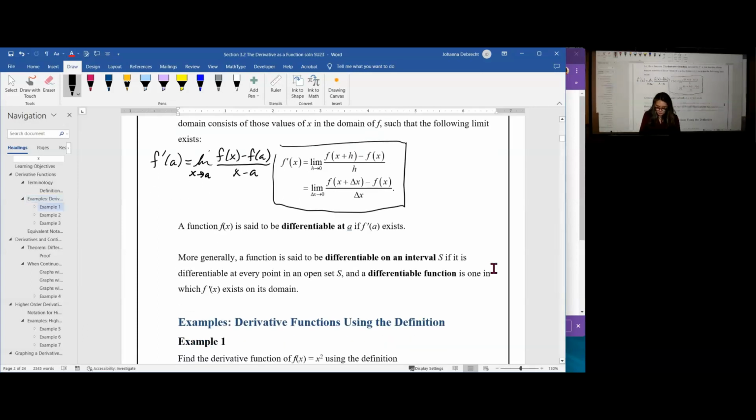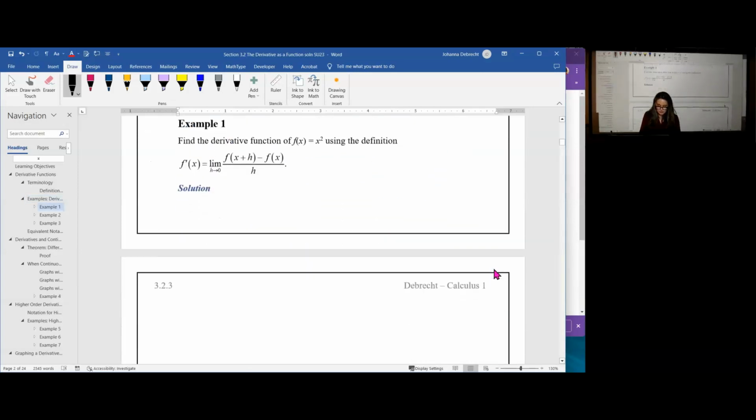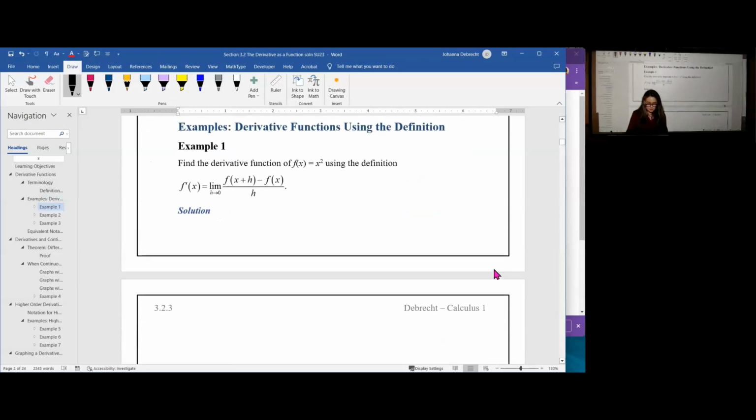Now what we want to do is talk about some examples of the derivative. We're going to go ahead and rework these using the limit notation, just like we did in the last video. But this time, instead of having an A value, we will keep the variable x in the formula.